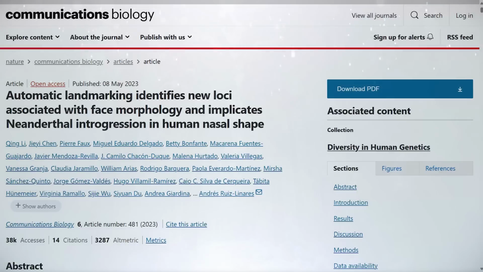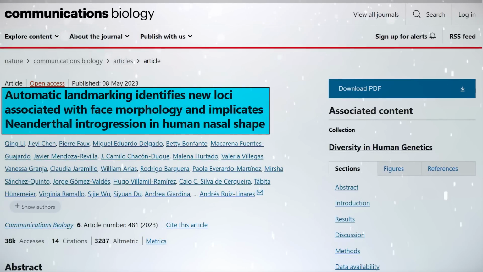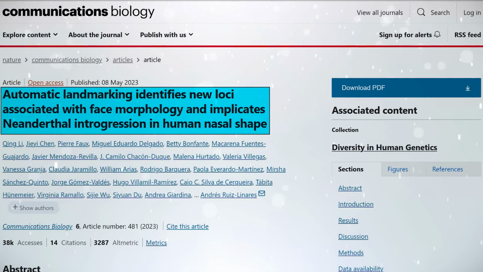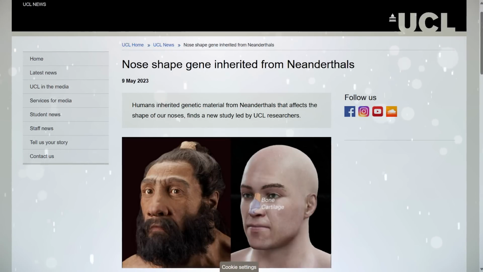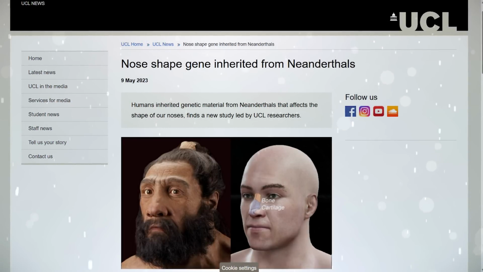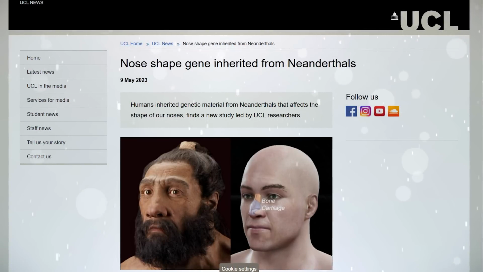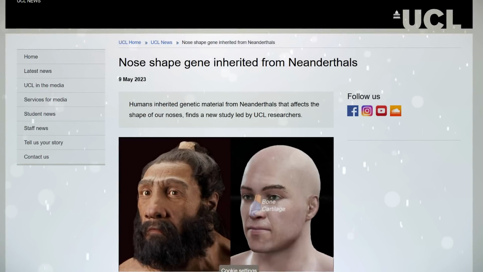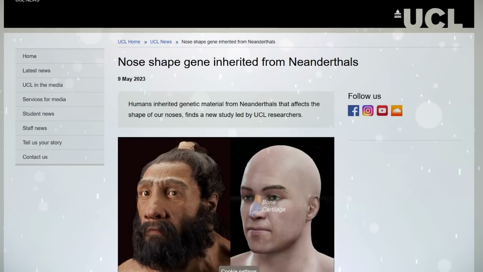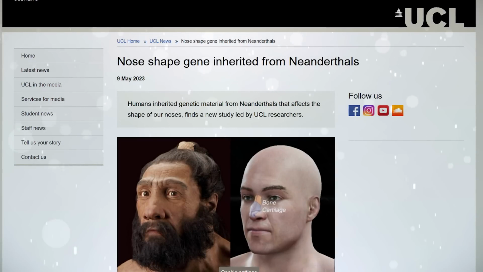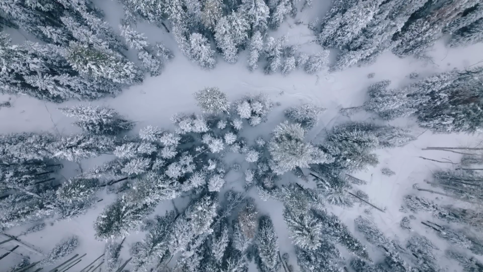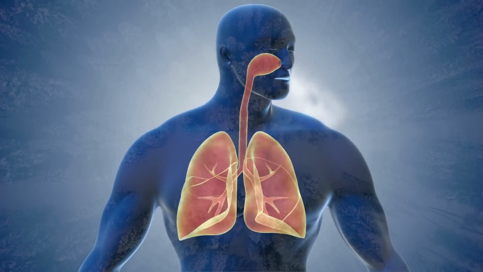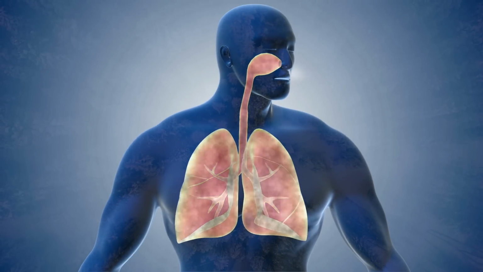A 2023 study published in Communications Biology found that one of the clearest examples of Neanderthal influence is in nose height. This study identified a gene region called ATF3 on chromosome 1. This was inherited from Neanderthals in some people, and it is associated with taller noses, with individuals carrying this variant showing increased nasal height from bridge to base. This trait likely offered a cold climate advantage by conditioning inhaled air, allowing us to regulate the temperature and humidity of the air we breathe in.